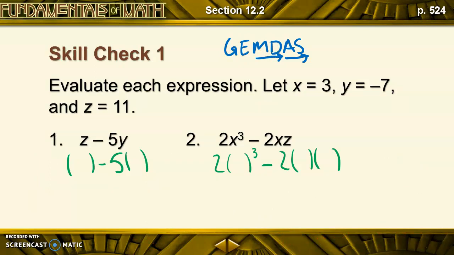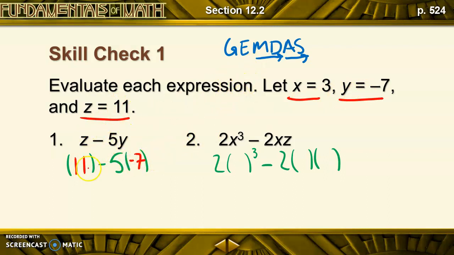All right, evaluate the expression. They give us 3 different variables for this problem. They give us values for x, values for y, and values for z. Now in this case, for number 1, they want us to fill in the blank for z, and z is 11, so I'm going to put 11 right there. And y is negative 7, so I put negative 7 there.